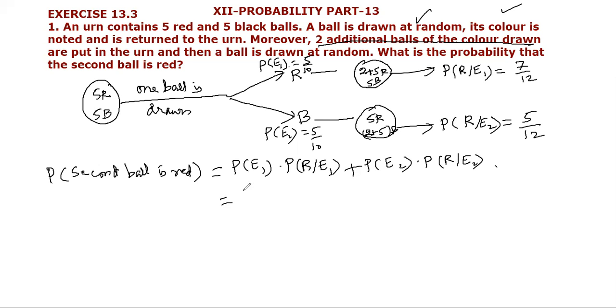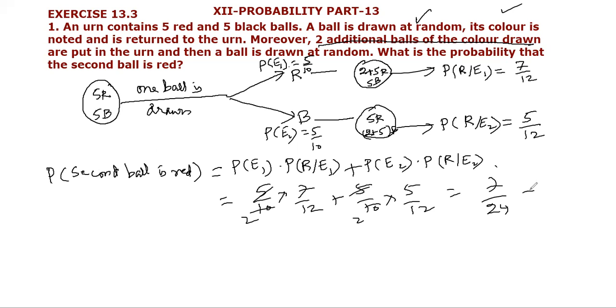So use it. We have 5 by 10 into 7 by 12 plus 5 by 10 into 5 by 12. So 7 upon 24 plus 5 upon 24, that is 12 upon 24, which is 1 by 2. That is the answer.